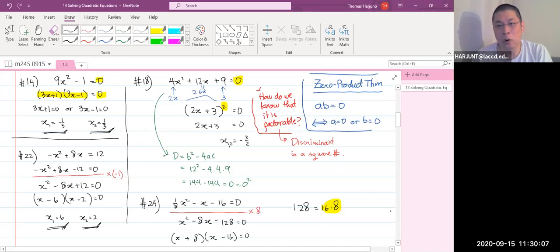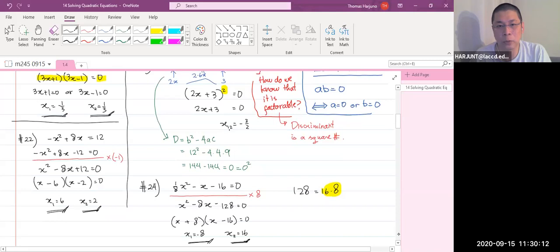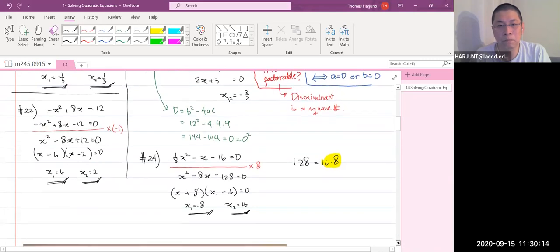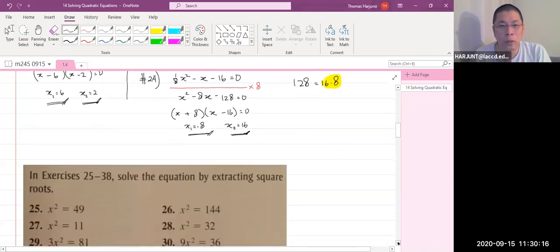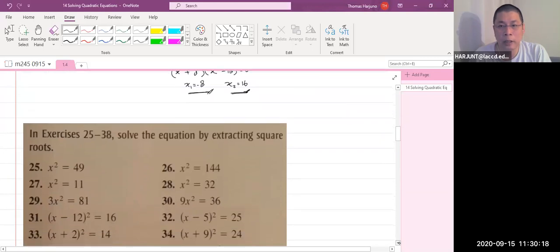Now, that's for solving by factoring. We go on. Solving by extracting square root. This is the technique number 4. In other words, we solve it by the square root property.